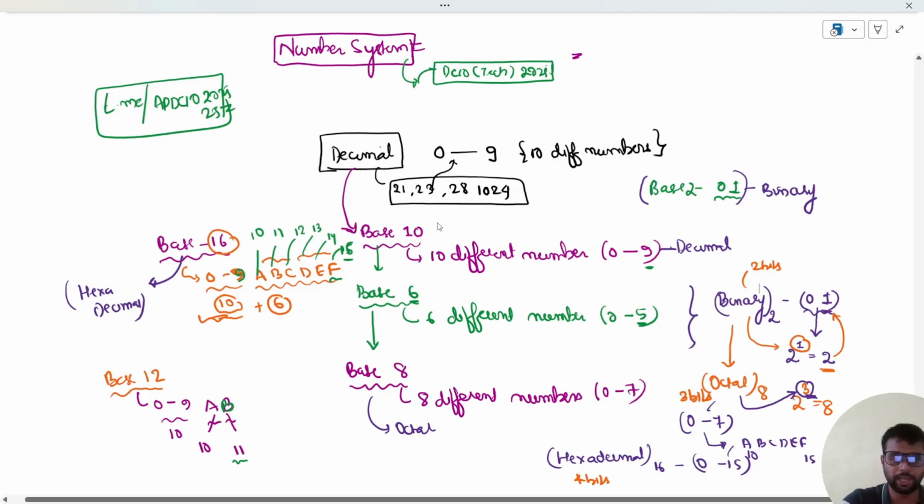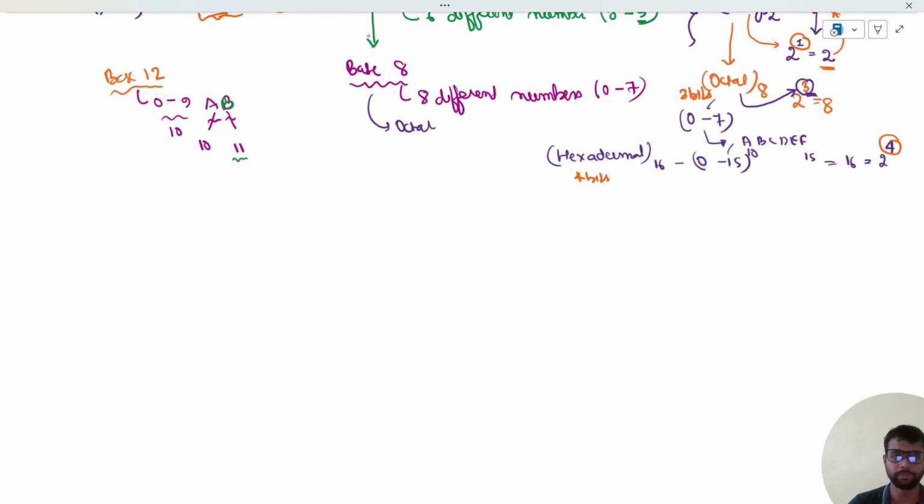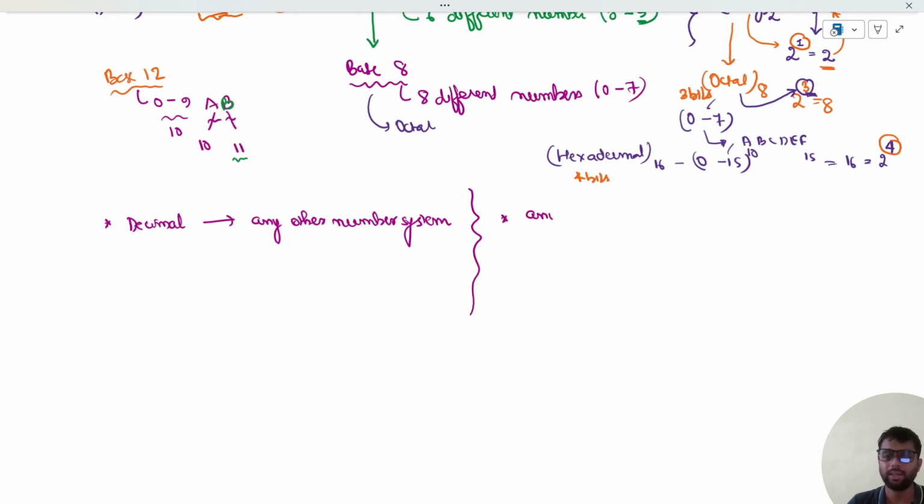If that is clear to you, let us see the conversion and different techniques. First of all, there could be 4 different types of conversion. We may convert a decimal number to any other number system, and vice versa, we can convert any other number system back to decimal. Both we can do. So let us take an example and understand this.